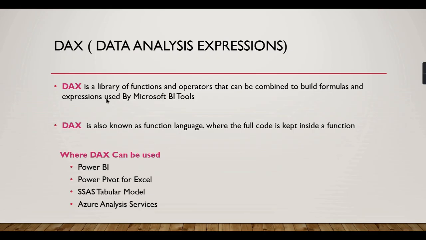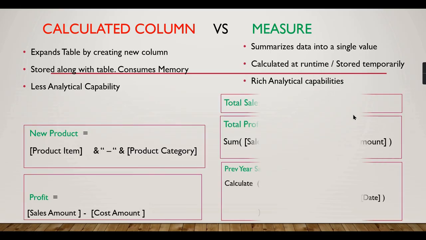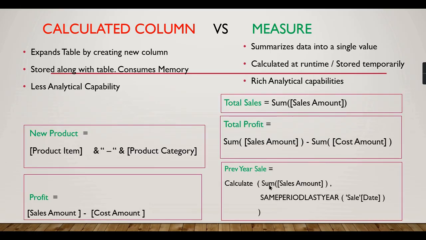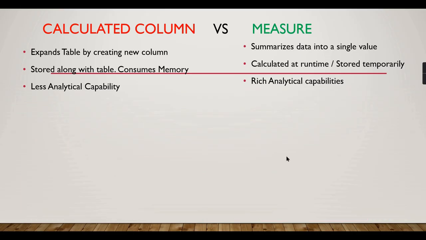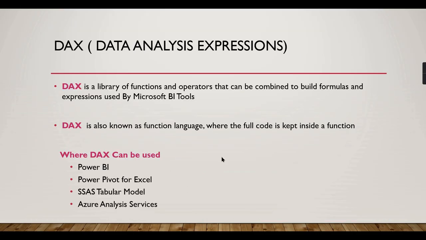Basically, as you see in the definition, DAX is a library of functions and operators that can be combined to build formulas. This is your typical formula. SUM is one function, SAMEPERIODLASTYEAR is another function. These are different functions, and it contains a lot of functions. That is your library of functions, used to calculate some behavior. That is called DAX. Using DAX, you can create either calculated columns or measures, and implement a lot of other features. That is why it is so important, and it is used in all these different tools.